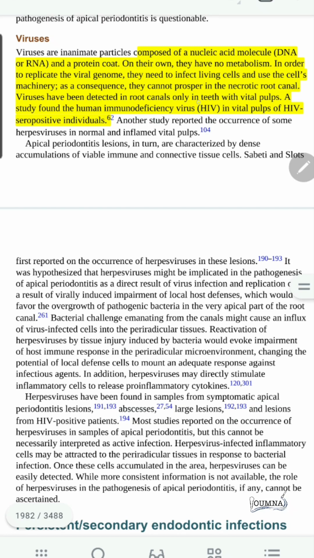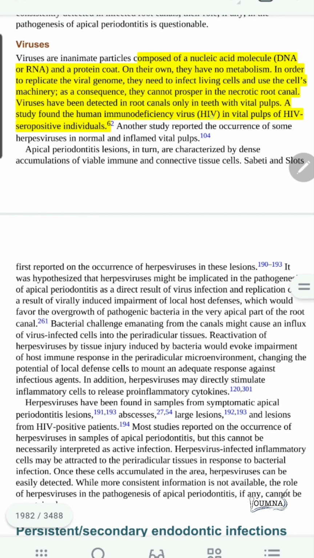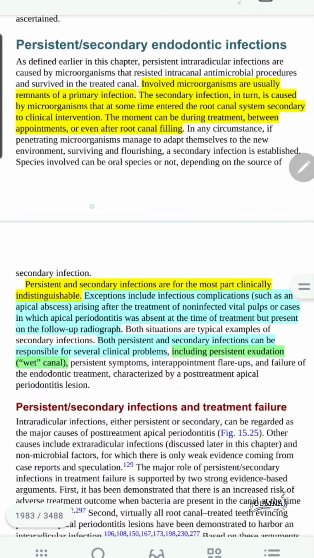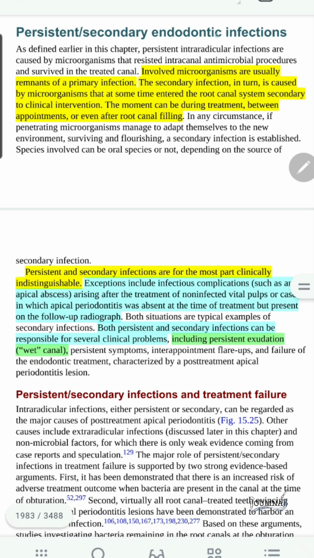For people who have the HIV virus, it can be found in the root canals of these individuals. What is the persistent or secondary endodontic infection? These are bacteria that entered the canal after we did clinical interventions, which means that they entered the canal between the appointments, or when we are doing the treatment, or after doing the root canal filling.